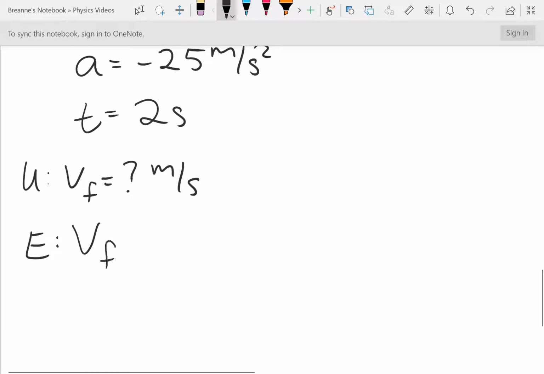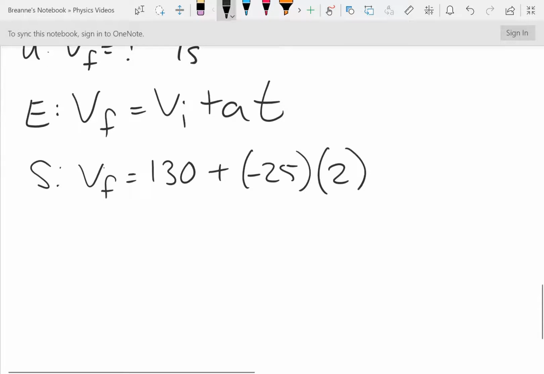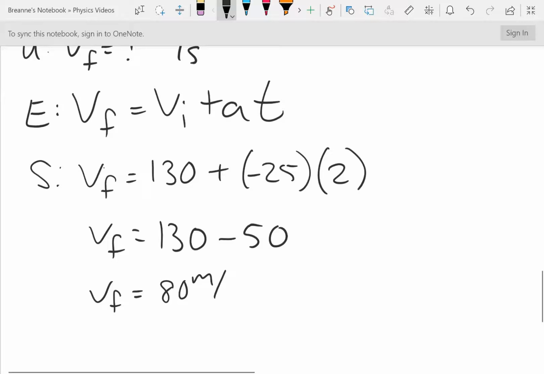So we'd use v final equals v initial plus at. We substitute. You're looking for a v final. Your v initial is 130 plus your acceleration, which is -25, times your time, which is 2. Think about PEMDAS, because at this point in time, it's just an algebra problem. So PEMDAS, you do 25 times 2, which gives you 50. Can't forget about that negative. And then you have 130 minus 50, which you're just left with 80 meters per second.